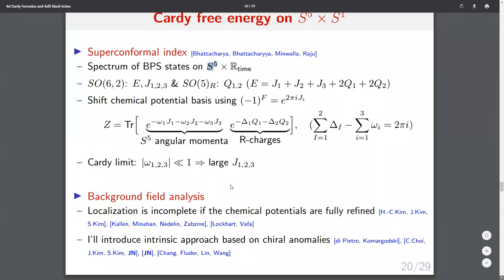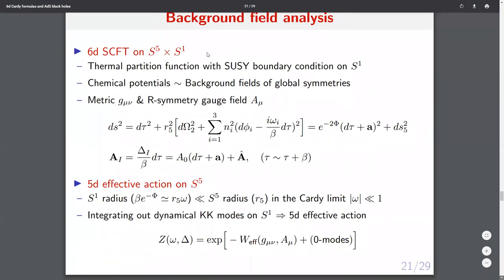However, the localization formulation is incomplete if the chemical potentials are fully refined. Therefore, today I'm going to introduce a different approach, a more intrinsic approach based on the chiral anomalies. I'm going to call this approach a background field analysis.